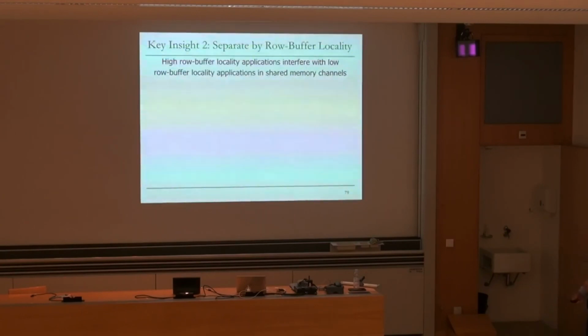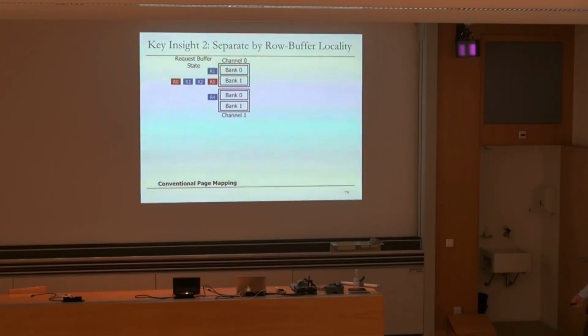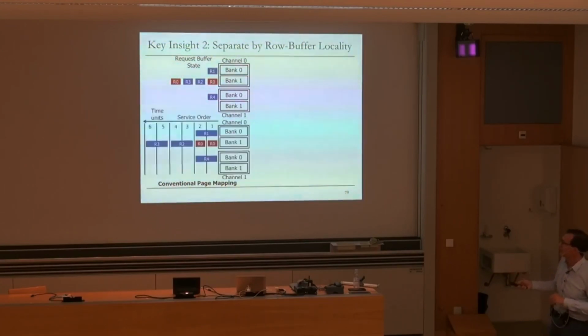Let's look at the second key insight. It's basically separate applications by row buffer locality. It turns out applications that have high row buffer locality interfere with applications that have low row buffer locality. So this is conventional page mapping. Blue and red applications map this way. And this is the real service timeline.